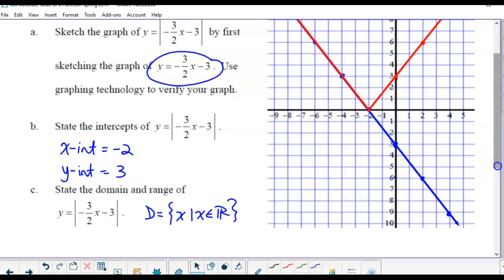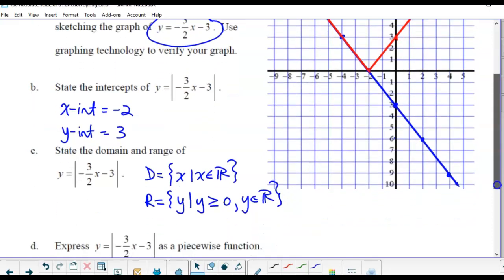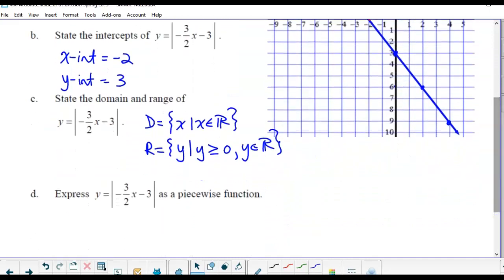If we had the domain and range of a quadratic, then it really depends. Did that quadratic even touch the x-axis? Maybe it was all above, so you're not going to have a y value of 0. You have to analyze what it looks like. So range is y greater than or equal to 0. So basically, in the absolute value function, if there's an x-intercept, your range is always going to be greater than or equal to 0.